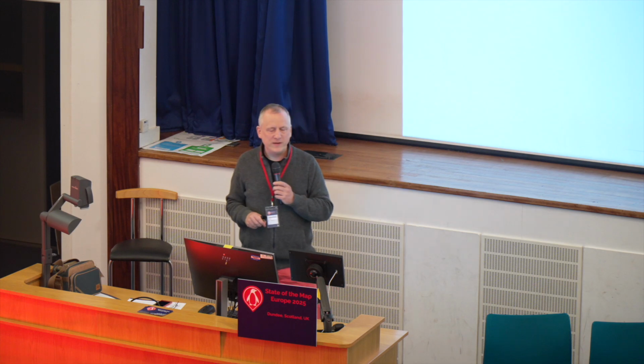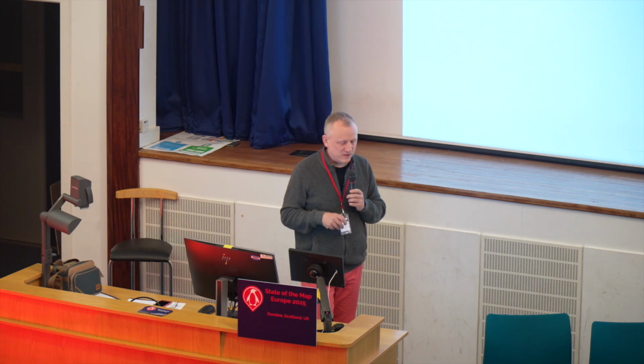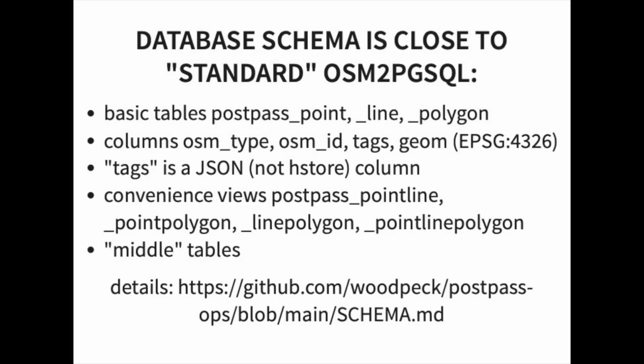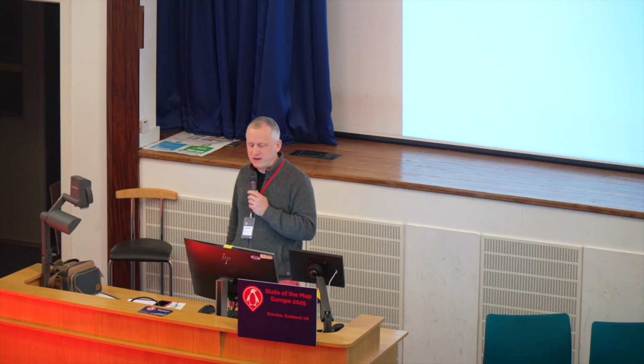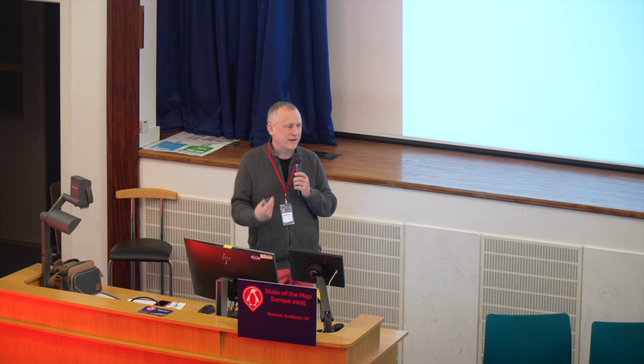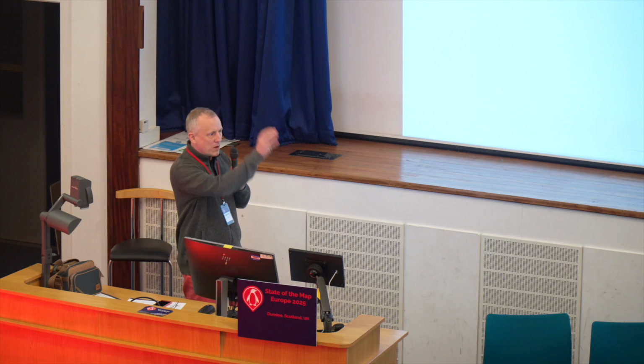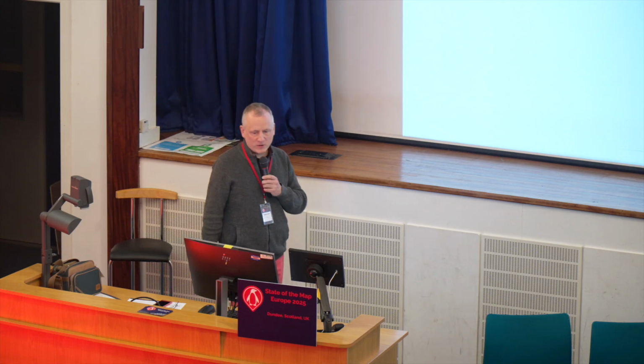The database schema behind that is more or less standard OSM2PGSQL now with the flexible backend. There's no such thing as a standard thing anymore, but we have basic tables for point, lines, and polygons. So all the stuff from OpenStreetMap gets processed and gets put into these tables. The columns are an OSM type, an OSM ID, and then one column for the tags and one column for the geometry in EPSG 4326, so latitude and longitude. The tags column is a JSON, not an hstore column, so it can hold all the tags. I don't need one amenity column, one cuisine column, one tourism column, and so on. I can just have one tags column that has all of them.